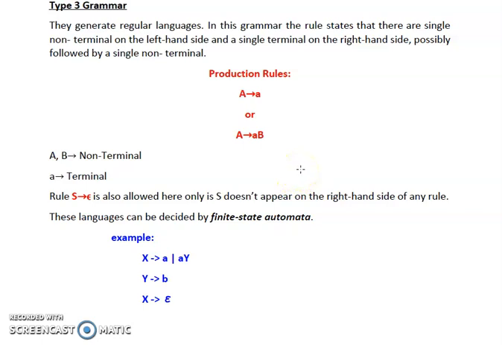In the next video, we are going to summarize all the 4 types of grammars in the form of a table and explain to you the difference between them.